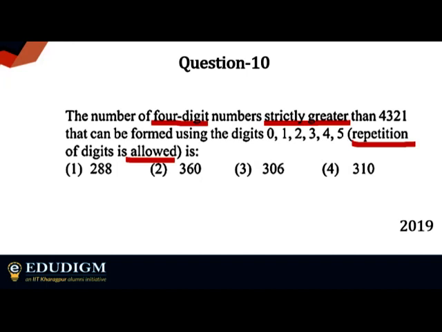Aditya, can you let me know what method you have used? Have you used the very straightforward method of breaking it up into cases, or the total cases minus the cases which are supposed to be subtracted? All right, I just want you people to try this one out and let me know the answers. Then I'll quickly move on to the solution.